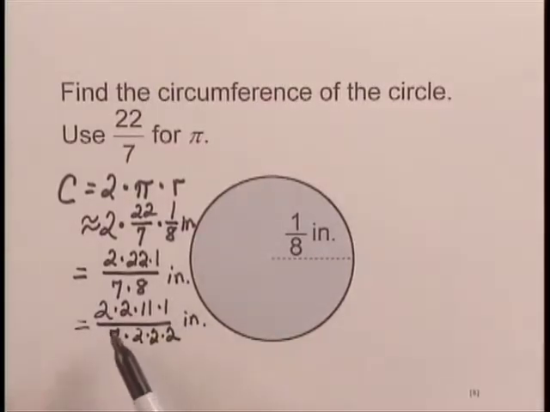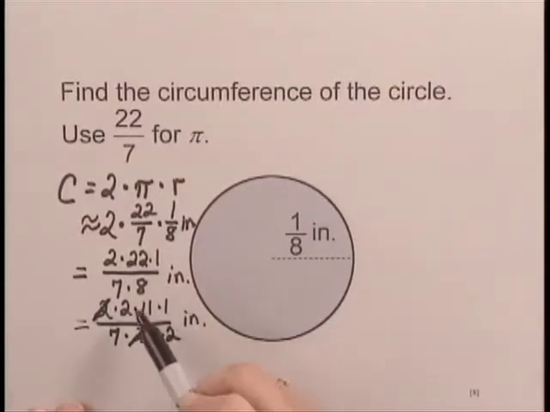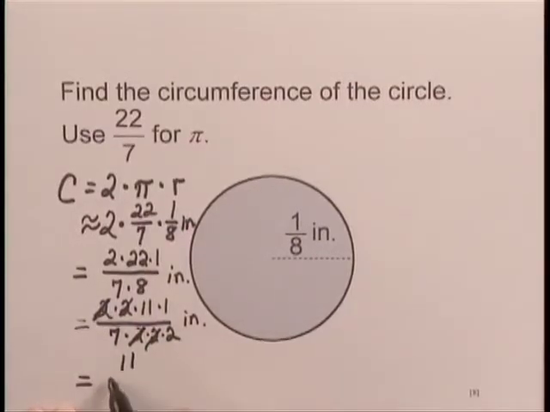Now I have 2 factors of 2 in the numerator that I can match with 2 factors of 2 in the denominator. I can cancel a factor of 1, 2 over 2, cancel another factor of 1, 2 over 2, which gives me 11 times 1 in the numerator, 7 times 2 in the denominator, and the unit of inches. So the circumference is 11/14 inches.